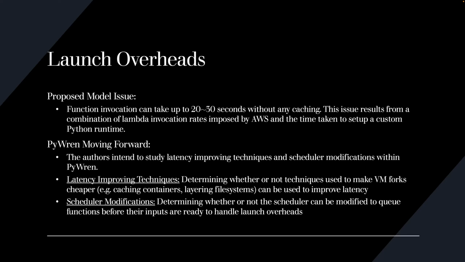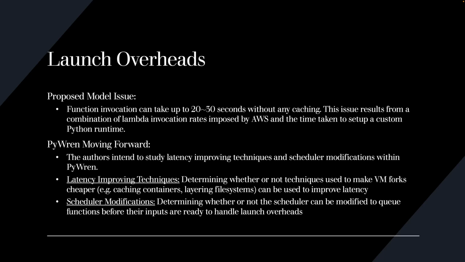Launch overheads. Function invocation is one of the main challenges in PyWren. As a combined result of Lambda invocation rate limits imposed by Amazon Web Services and the time taken to set up PyWren's custom Python runtime, function invocation can take anywhere up to 20 to 30 seconds without any sort of caching.